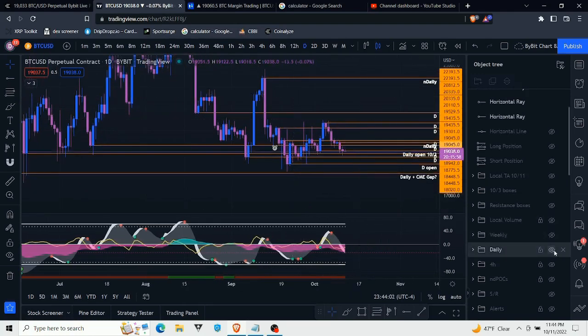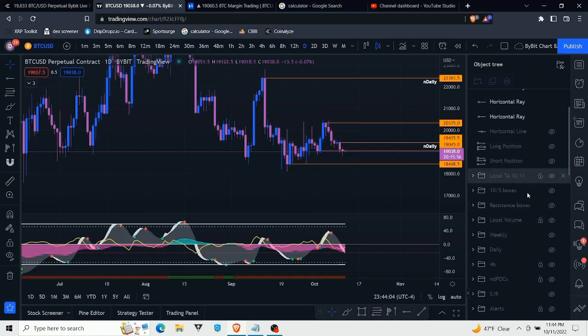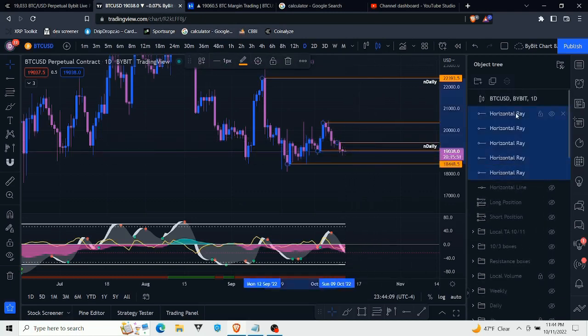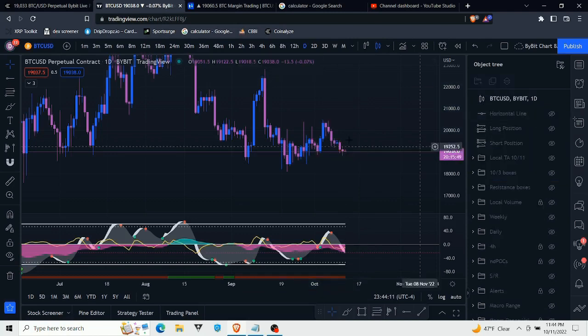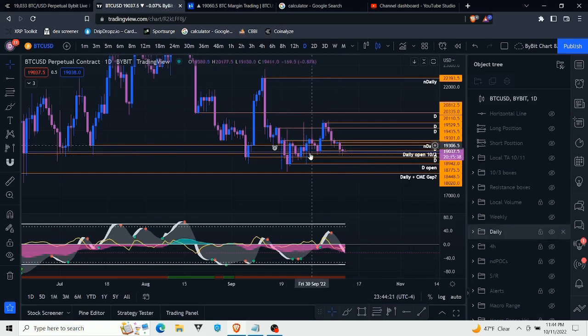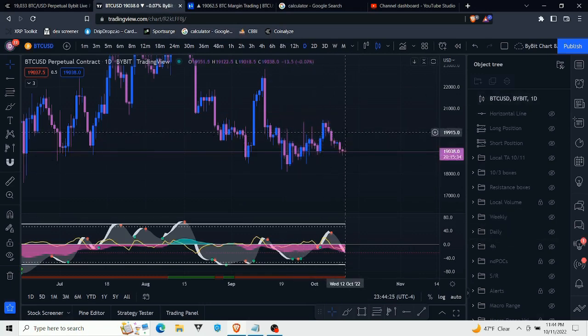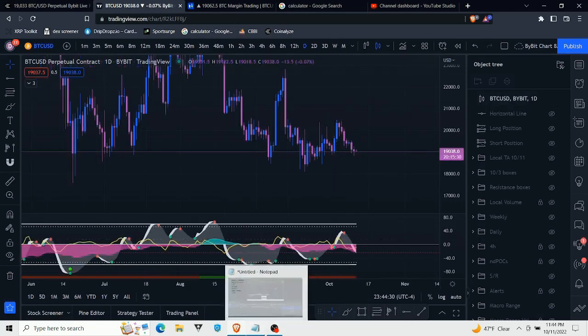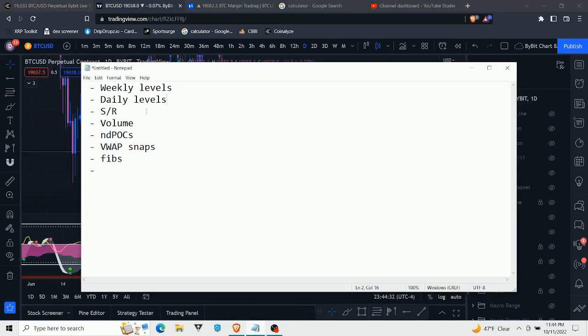So I just like to keep them in a folder, keep them turned off, and when I need them, I can turn the folder on really quickly, see if there's any confluence with the levels that I have in mind. If not, I'll turn them back off. But it is very handy to have these levels on hand for when you need them. So I like to mark them out and keep them updated every week or every day. And yeah, those are, like I said, some of the most significant levels that you're going to get.